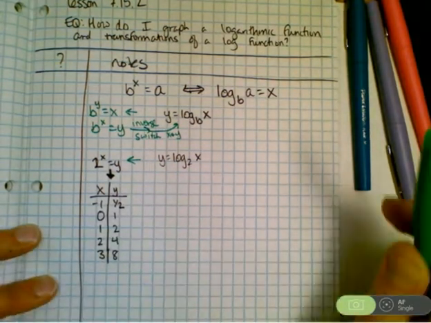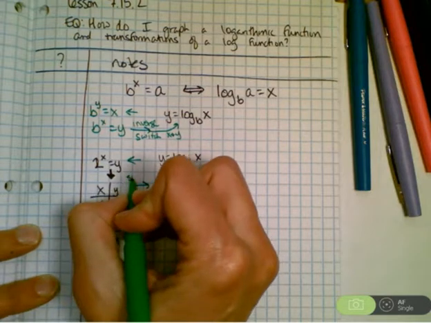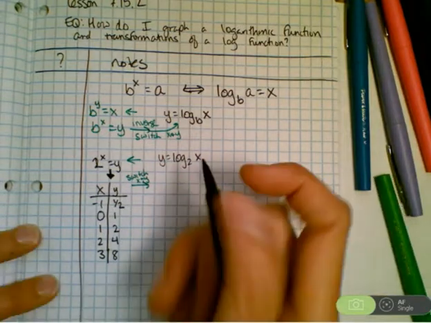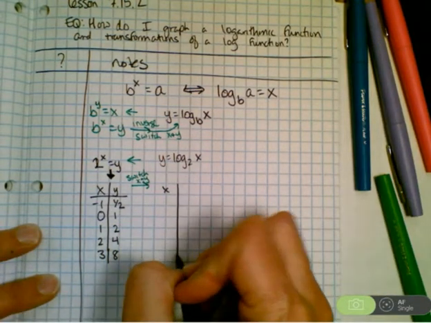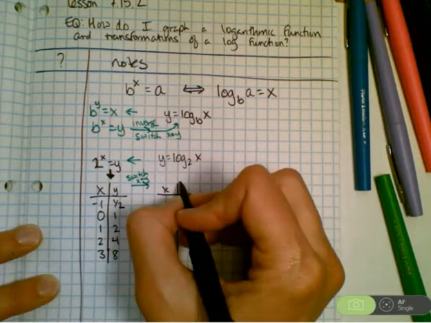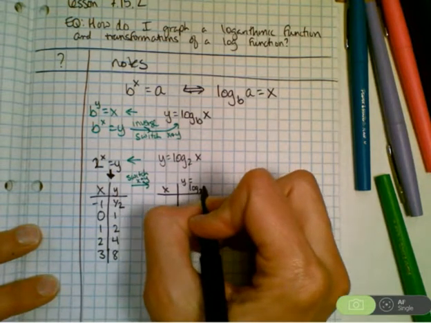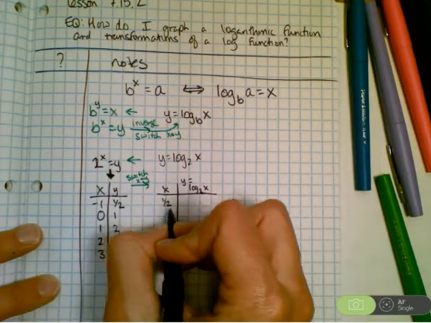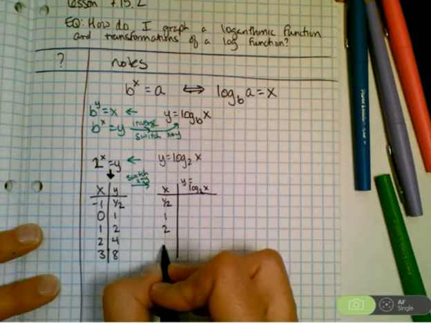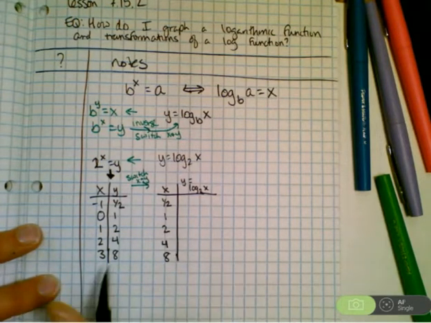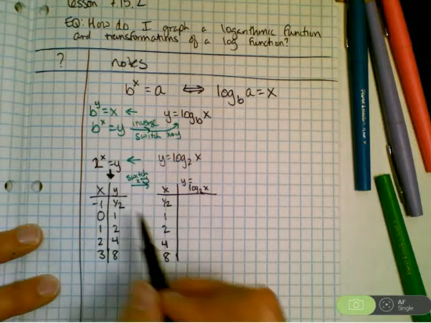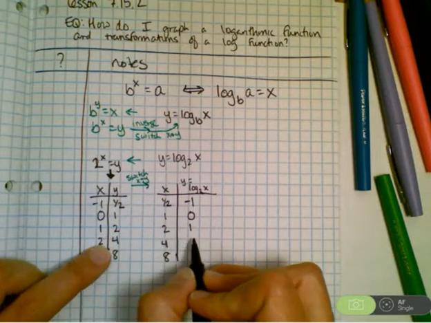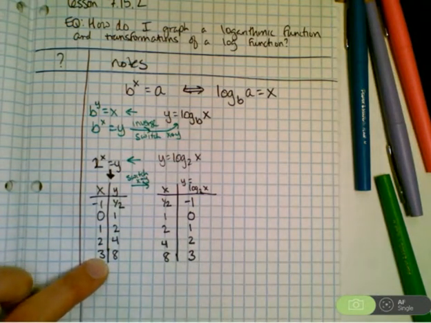Then for the log function, we're going to switch the x and y values, and that'll give us our table for y equals log base 2 of x. I just didn't have room for it all on one line. So here we just switch these. The x values are 1/2, 1, 2, 4, and 8. That's my column of x's. And my corresponding y values become -1, 0, 1, 2, and 3.